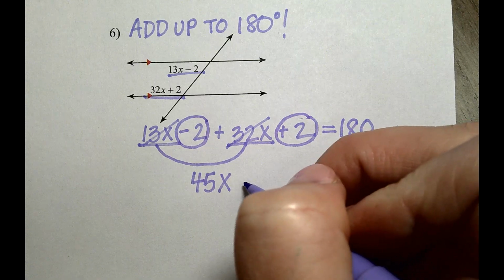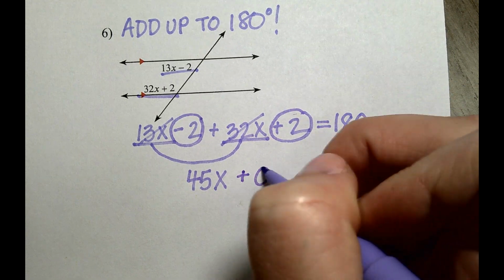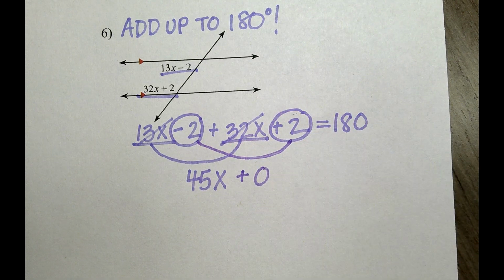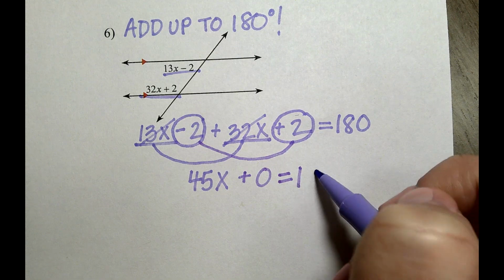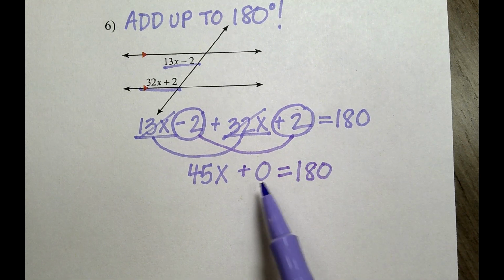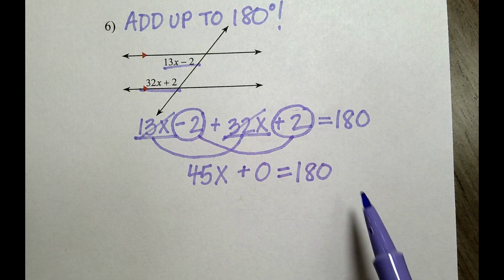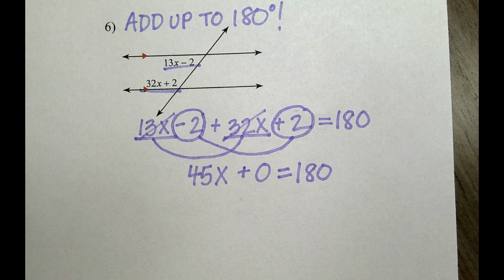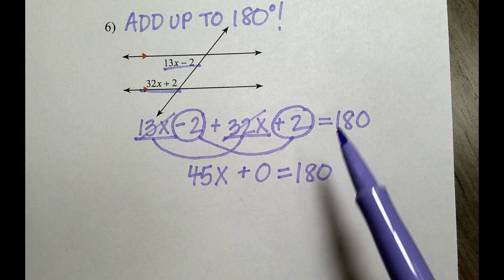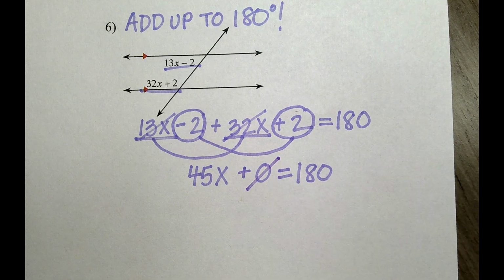I could write 45x plus 0. That's 0 when I put those together. But when I'm trying to get x by itself and I bring everything down, equals 180, when I'm trying to get rid of 0, I guess I could subtract 0 from both sides. Does that really change anything in my equation? No. So when you have numbers that add up to 0, you really don't have to write them. You could just cross them off and say they cancel out.